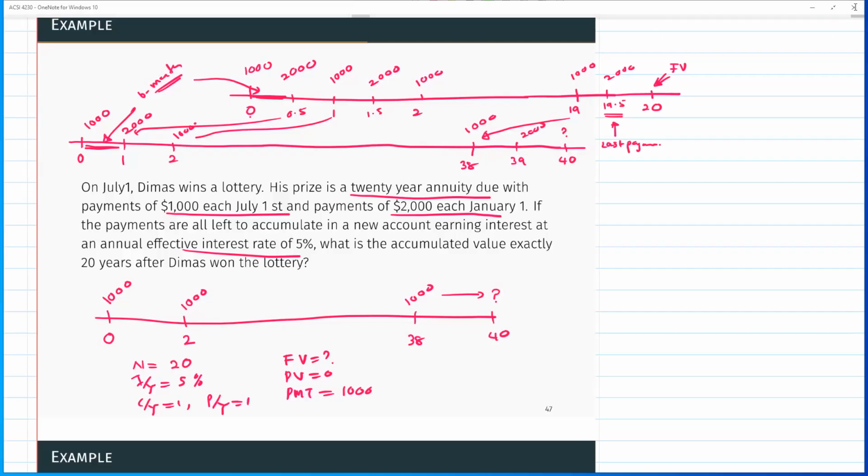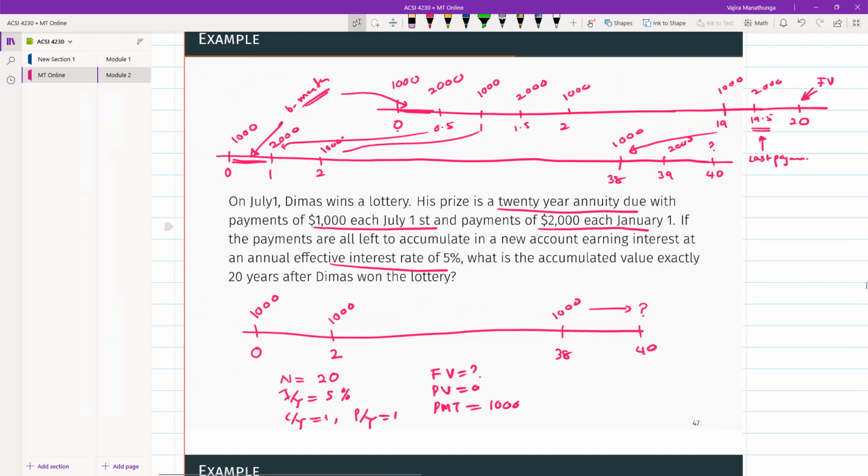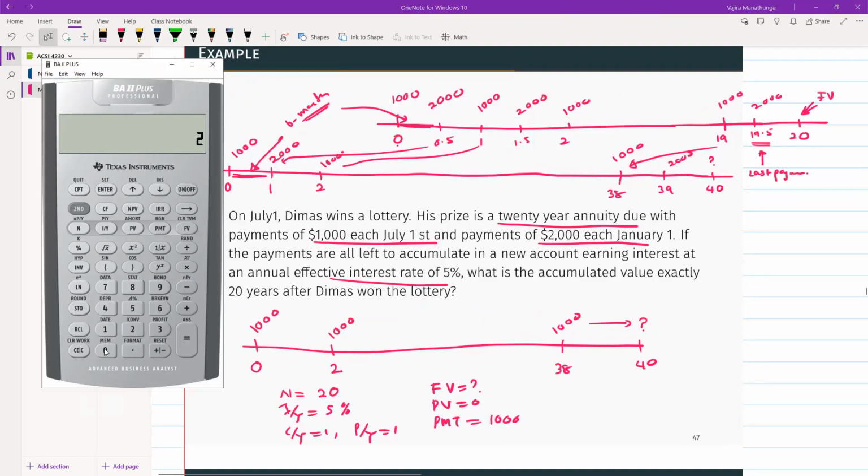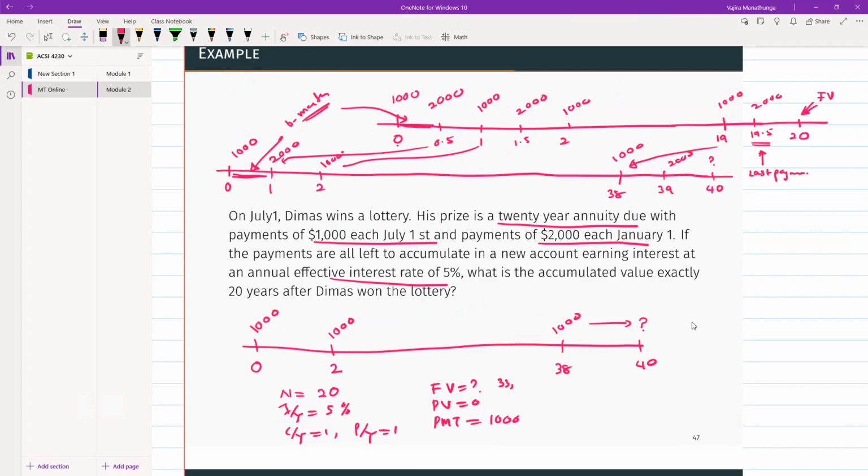Let's use our calculator. So I would enter 20 N, 5 for rate, second, that one is 1, 1, second, okay. And 0 for present value, 1,000 for payment, and then compute future value. So I would get 33,065.95. So that's the future value of those cash flows.